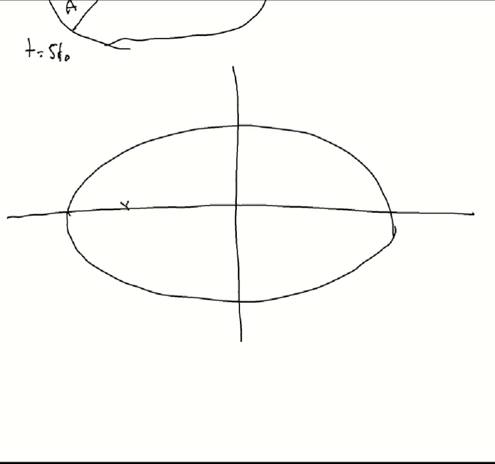If I've got the focus there, the semi-major axis is this. It's usually called A. And this is the semi-minor axis, which is usually called B. And if you know anything about ellipses, they have the formula x squared over a squared plus y squared over b squared equals 1. That's a Cartesian equation for it.